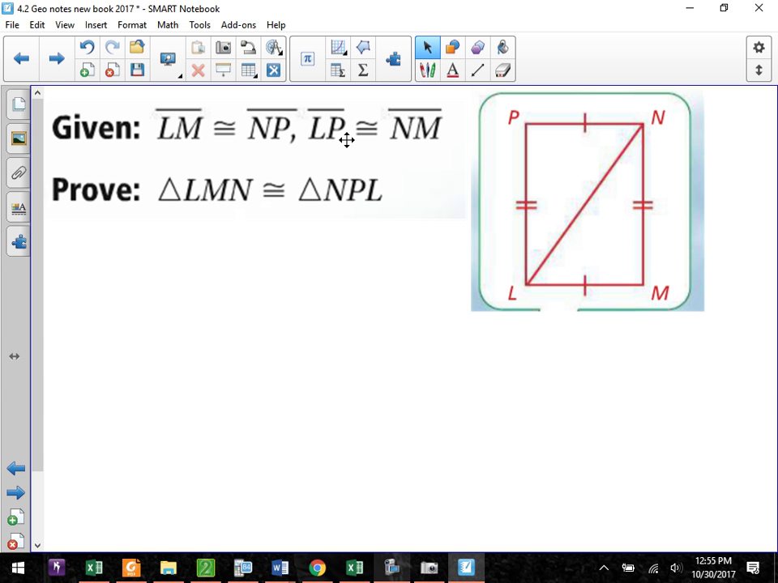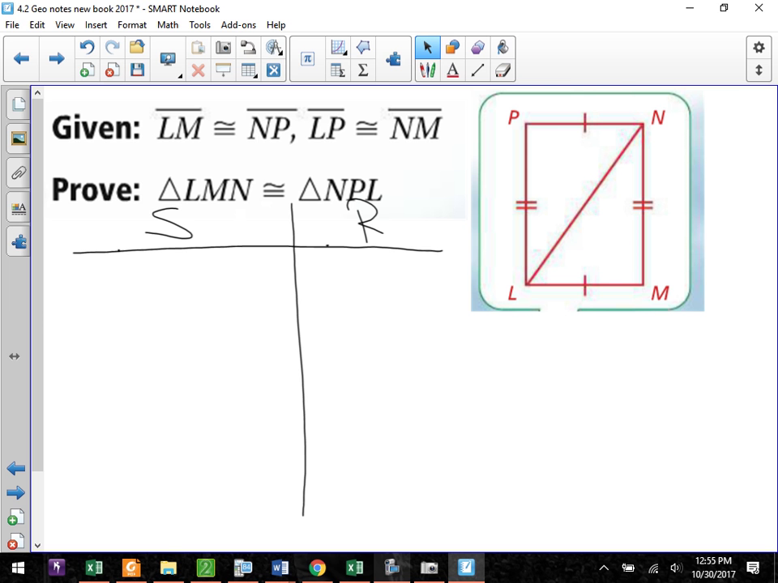So when you have a proof, what do you think the first thing you should always do is? Point out the given. Okay, make your little T-chart. So we start with our little T-chart. Remember what that stood for? Statements, what you're saying, and reasons, why.